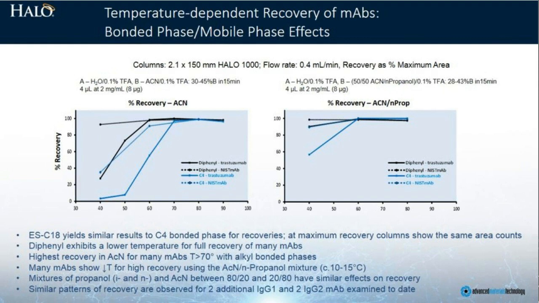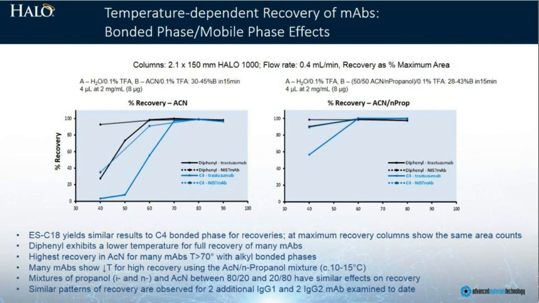Now, switching to the right-hand side, we wanted to compare those recoveries with acetonitrile to what happens when you use an organic modifier that uses a mixture of acetonitrile and a protic solvent, so an alcohol. In this case, it's a 50-50 mixture of acetonitrile and propanol. And what you can see is that there's a shift towards the left-hand side, that is lower temperature, when you use a strong organic solvent, that is acetonitrile and a protic solvent, an alcohol.